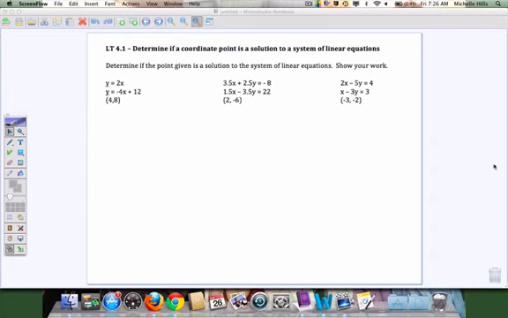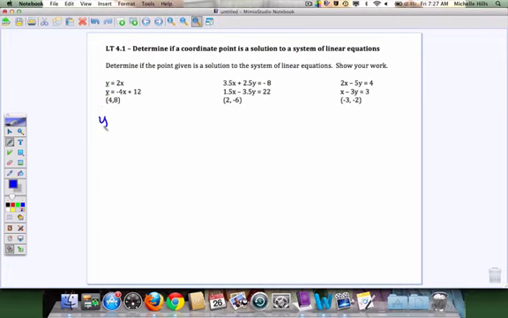So for Learning Target 4.1 on the Unit 4 review, well, the review of the first three learning targets, all it's asking you to do is to determine if the point given is a solution to the system of linear equations. It's not asking you to solve the system. Really what you're doing is just checking this point in each of these equations to make sure that you do get a true statement. So I'm going to start with the equation y equals 2x.